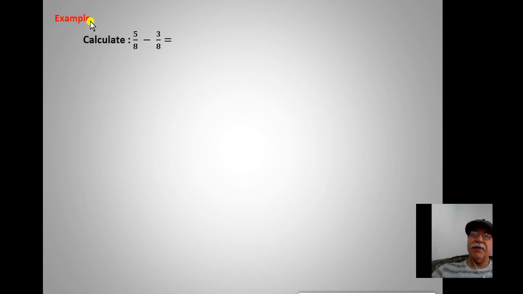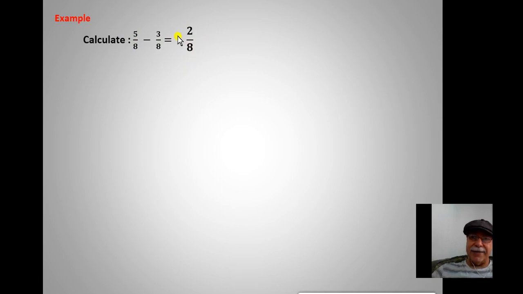Also, we have this example: calculate, this is minus. You see, here is minus. Same process. We see the fractions have the same denominator, that's why we just do 5 minus 2, which becomes 3 over 8.